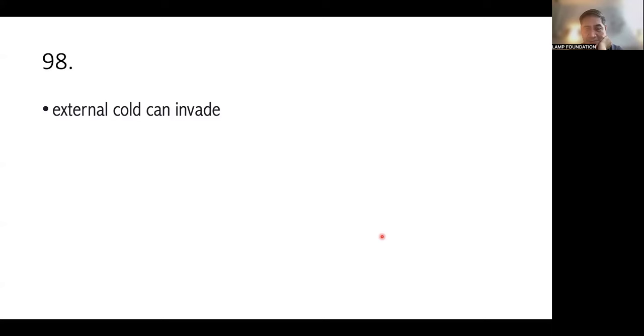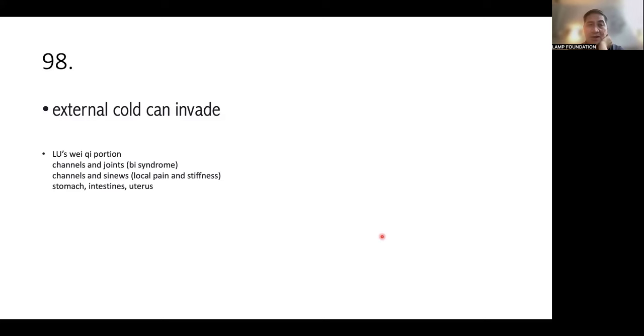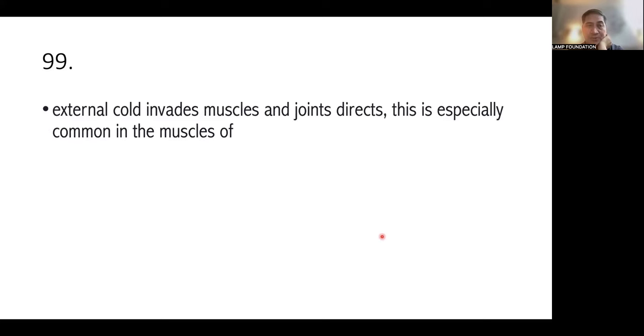intestines, uterus, muscles, ito na yung channel. Sinabi mo kanina, yes, the weighty portion of the lung. Okay, external cold ang cause niyan. Okay, channels and joints, so it will cause P syndrome. The channels and sinews, local pain and stiffness. The stomach, intestines, and uterus. External cold invades the muscles and joints directly.